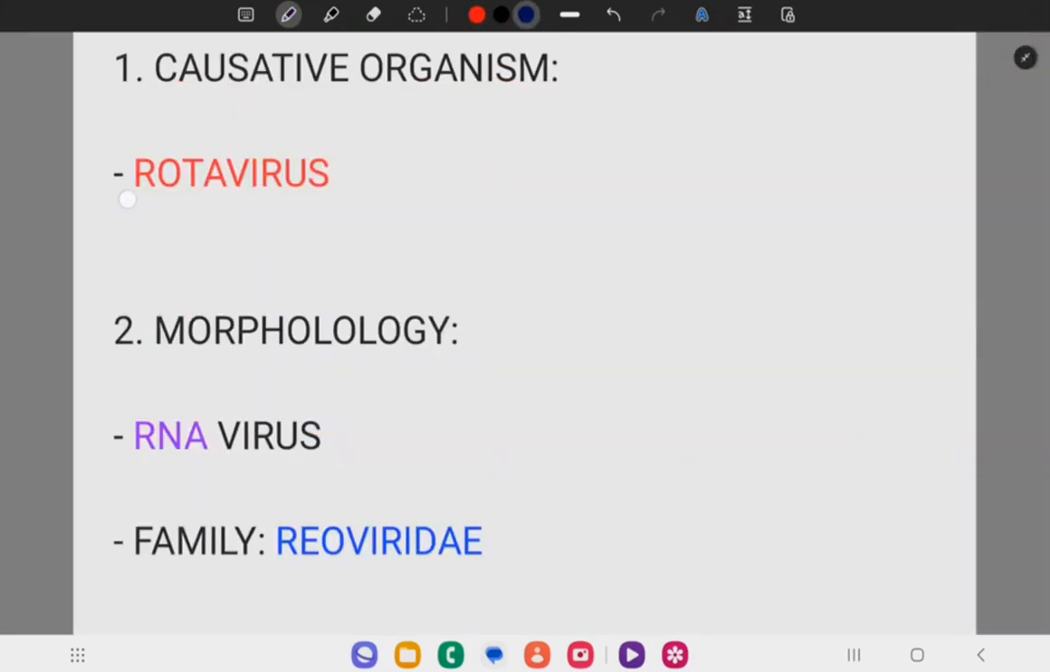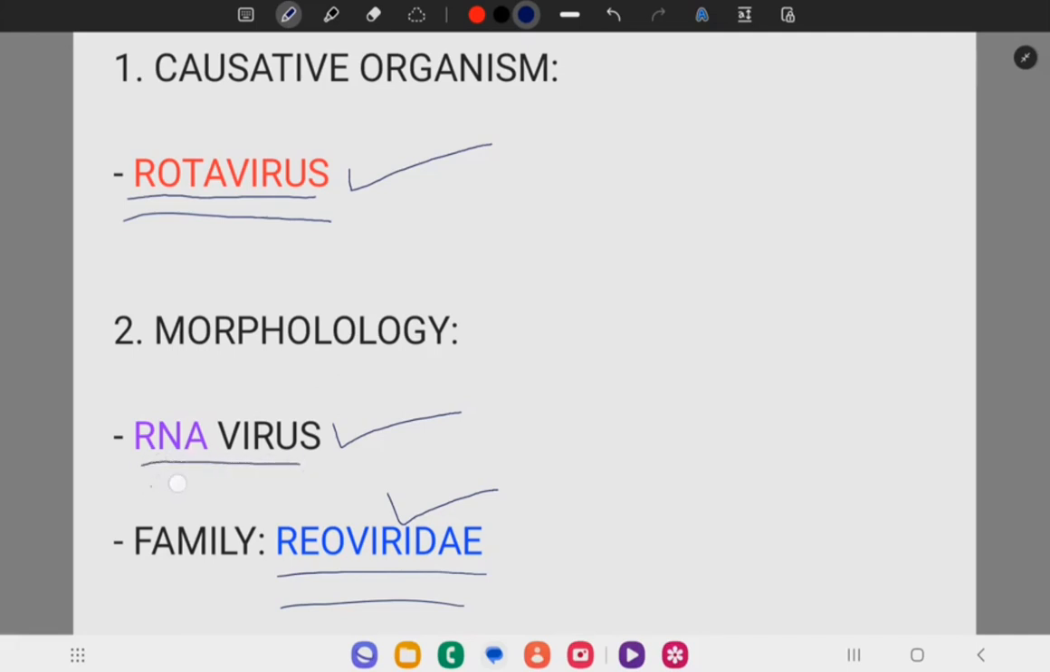Rotavirus diarrhea is caused by rotavirus. Rotavirus is an RNA virus and it belongs to family Reoviridae.